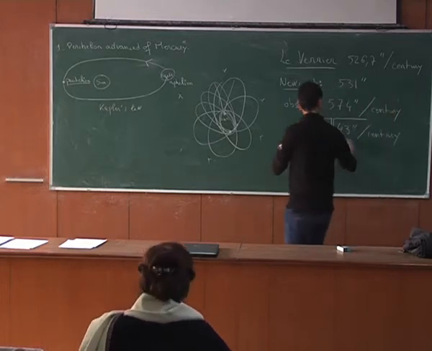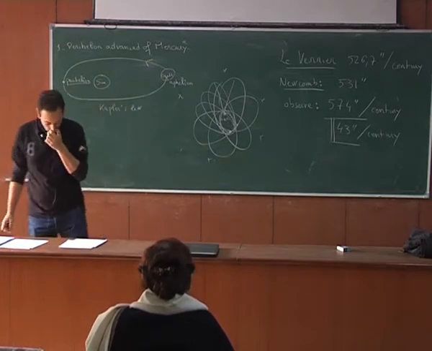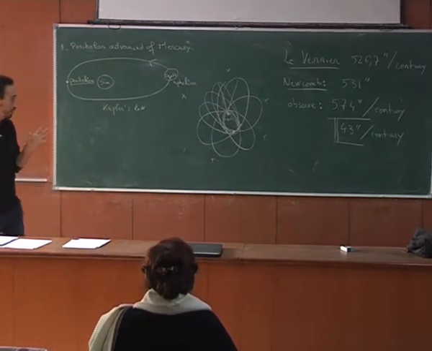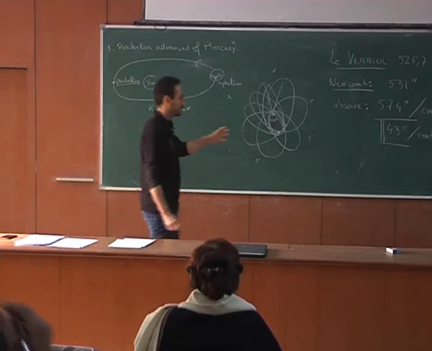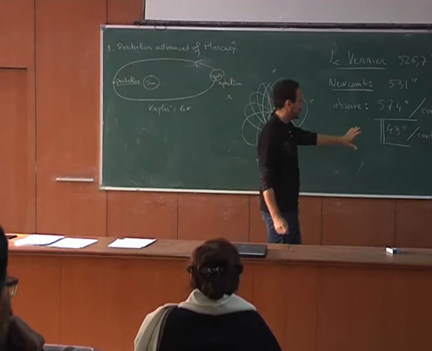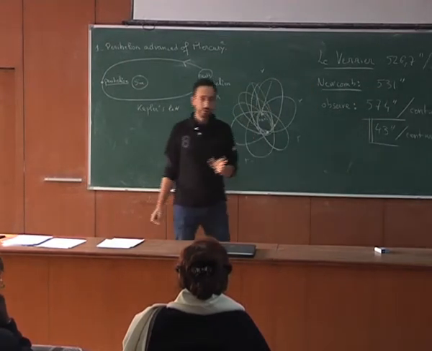So this is actually what is missing. Something doesn't work here: you use all the theory of perturbations, and at the end something is missing, and this is these 43 seconds of arc. So there were different theories.